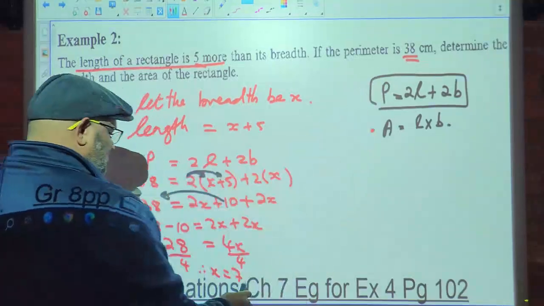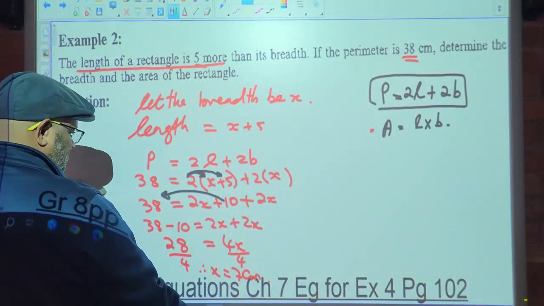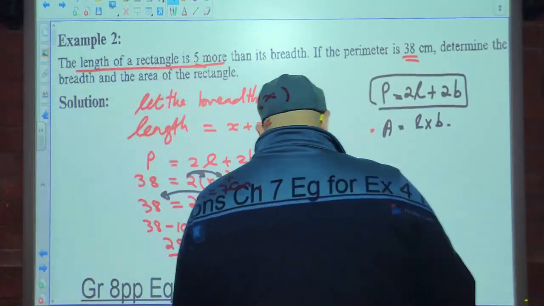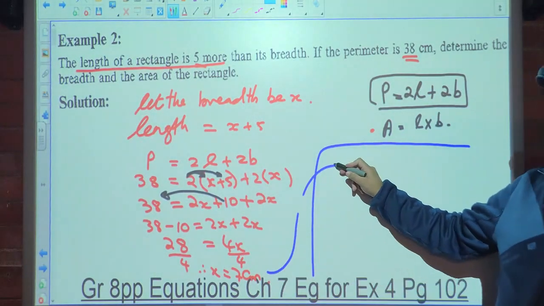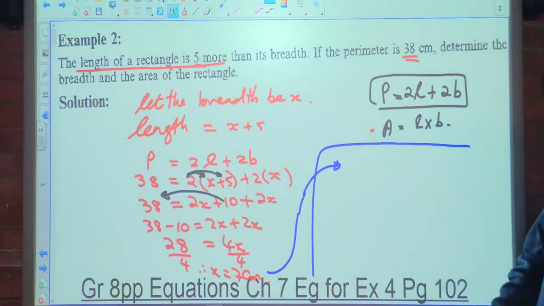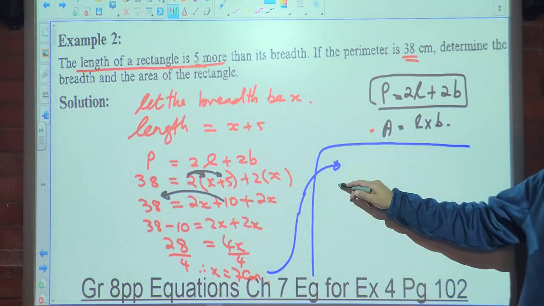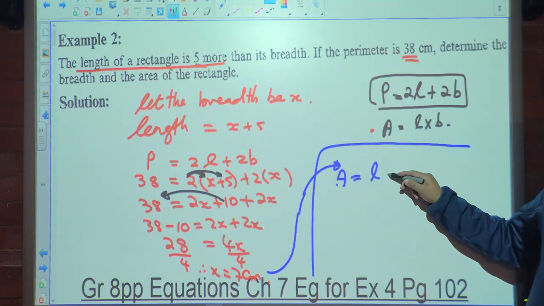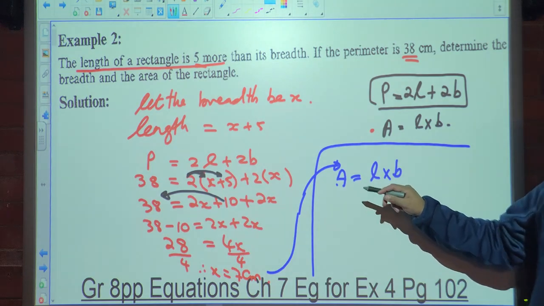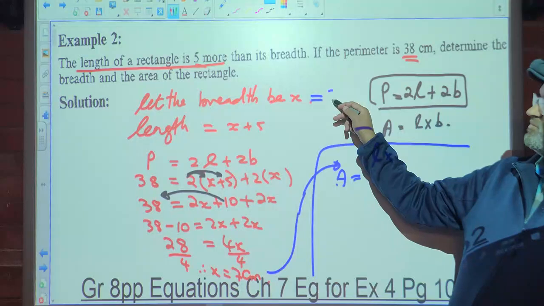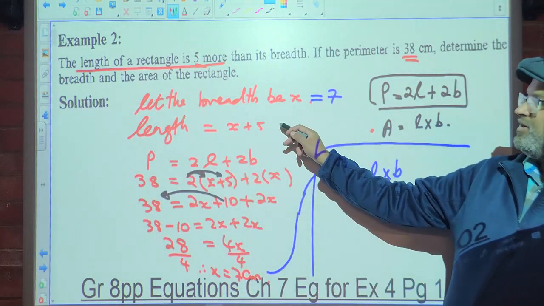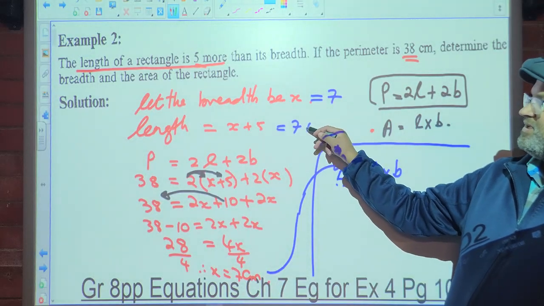This is in centimeters, so that will be 7 centimeters. Have we answered the question completely? No. What else do they want? The area. How do you work out area? Length times breadth. So what is your breadth? 7. It was x. Not so? What is the length? 7 plus 5, which is?